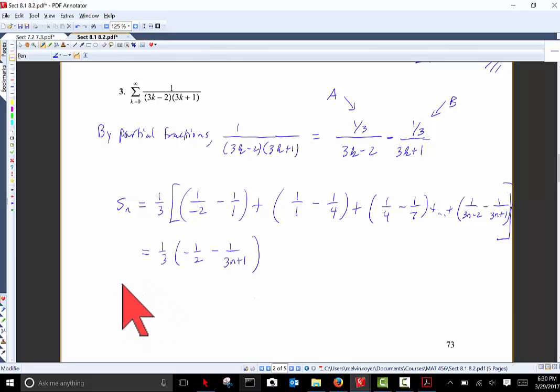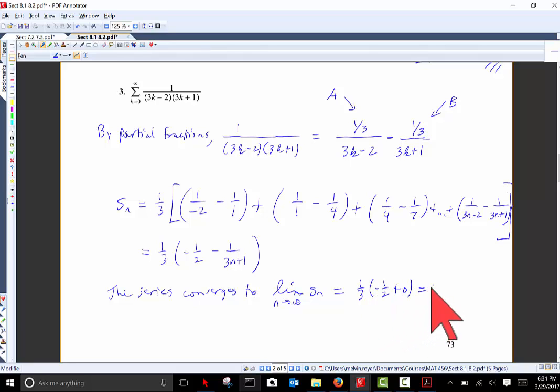Okay, and the question about convergence or divergence is what happens as n goes to infinity, but now it's an easy question. The first term is fixed, the second term goes to 0, and so the series converges to the limit as n goes to infinity of s sub n. You don't have to write this, but I'm pointing out what I'm doing here. And as far as what you get, it's 1/3 times -1/2 plus 0, or -1/6. The series converges, and here is the value of its sum.